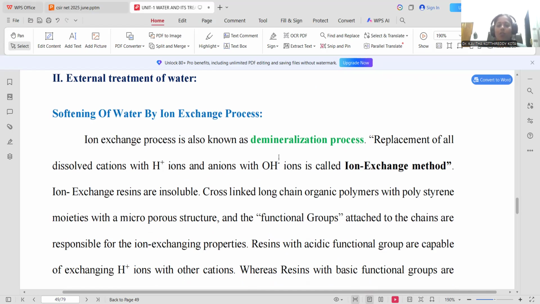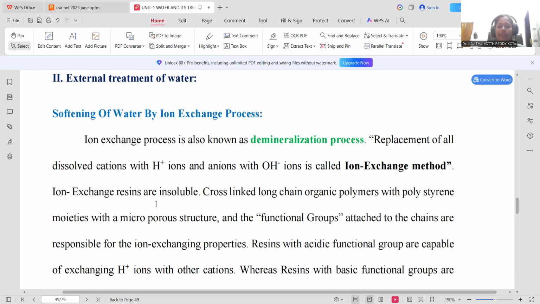Demineralization is nothing but whatever dissolved minerals present in the water are removed by this demineralization process, and that is taken with the ion exchange. Replacement of all dissolved cations with H plus and all dissolved anions with OH minus is taken. Hence, you can designate it as an ion exchange process, right? As we are already aware, hardness is induced by the calcium and magnesium ions in the form of chlorides, sulfates, bicarbonates, nitrates, etc. So here cations like calcium and magnesium are replaced with H plus, and all the anions are replaced with OH minus ions by the ion exchange process.